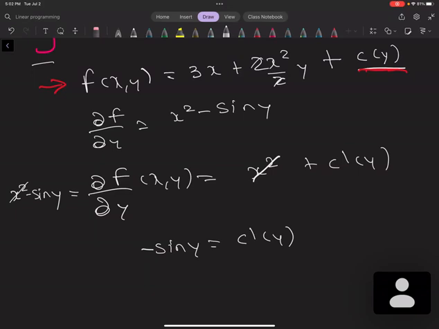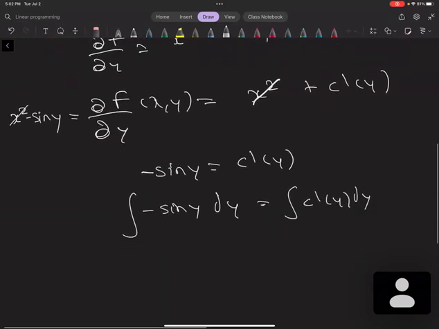And now, if you integrate both sides, the antiderivative of minus sine is cosine of y, so you get c of y equals cosine of y plus a constant.